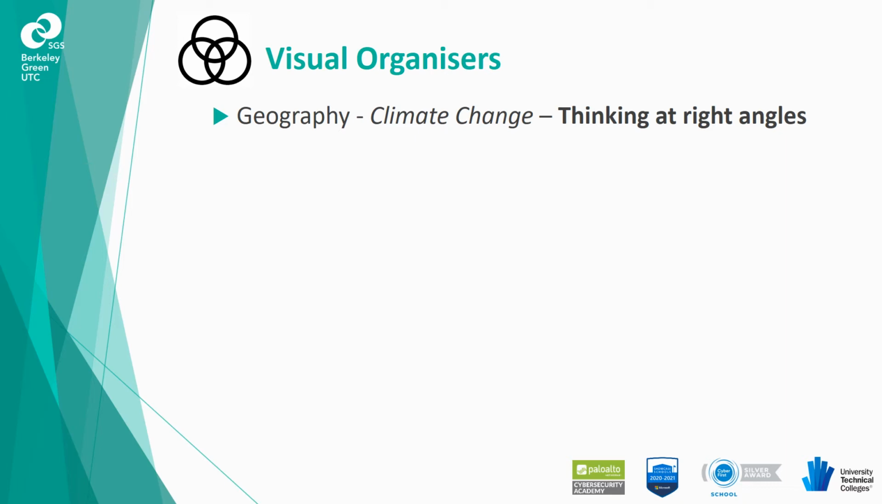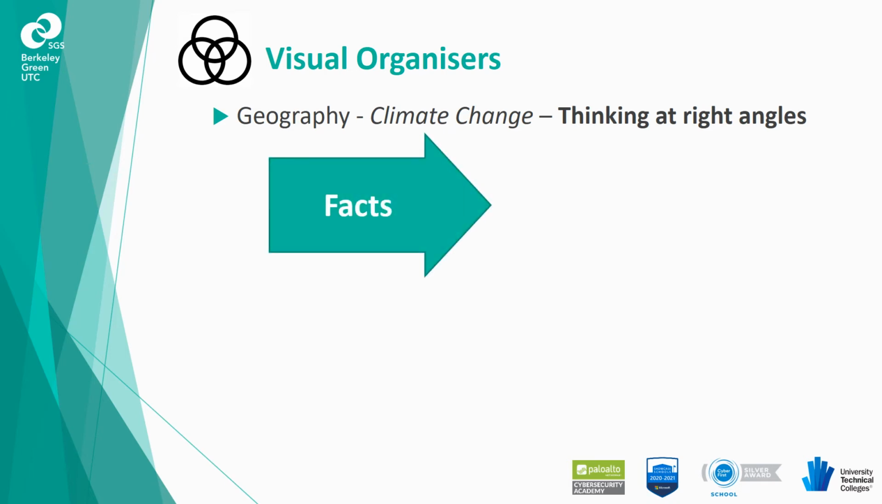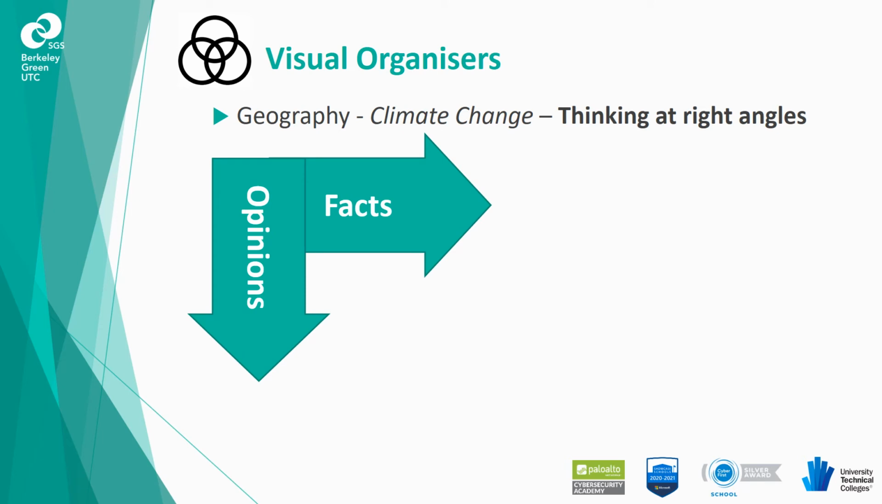Now, this is another example of a visual organizer called thinking at right angles. This is broken down into two things: you have facts and you have opinions. The facts are the things that we know, the things that have been proved, as in science, and the opinions are what we believe about those facts and what we can interpret from them, but aren't necessarily factual. They're just our opinions of the matter. An example of this is geography, climate change. So hopefully Joe can forgive me if I get this completely wrong.